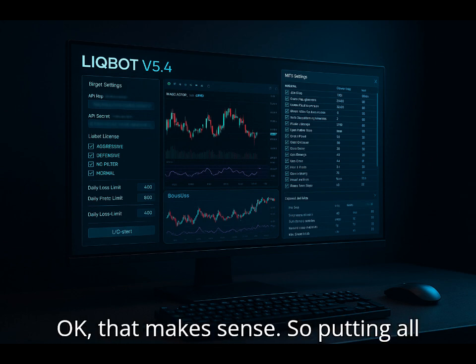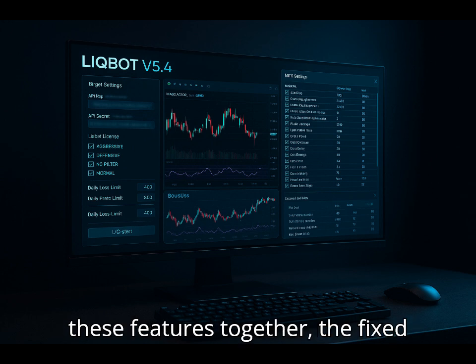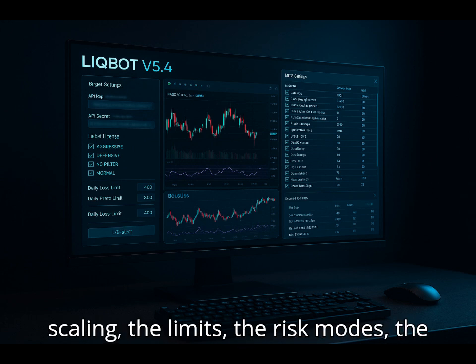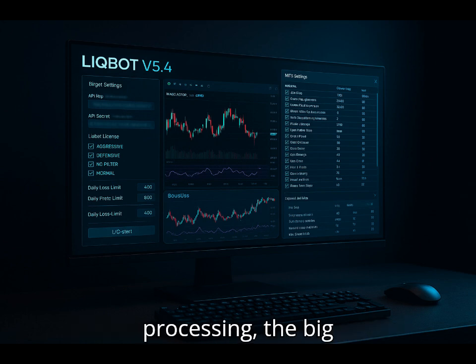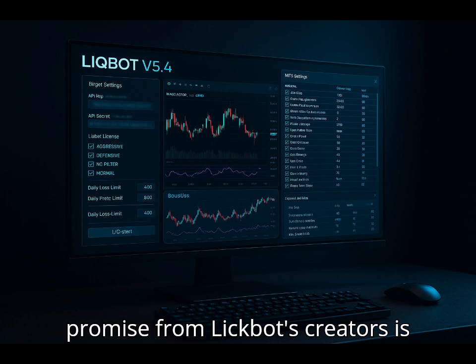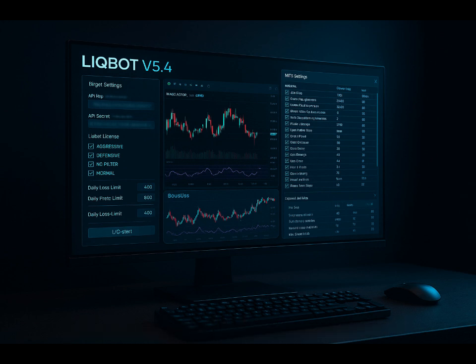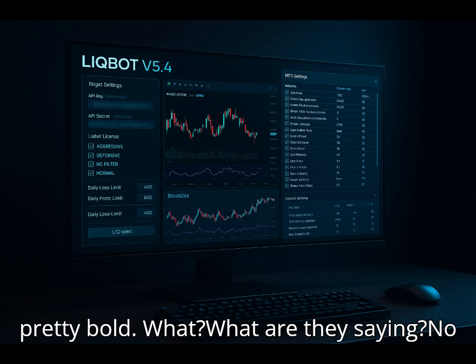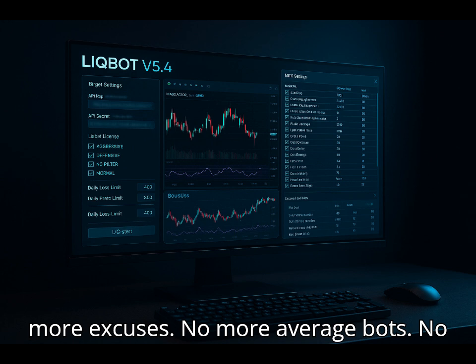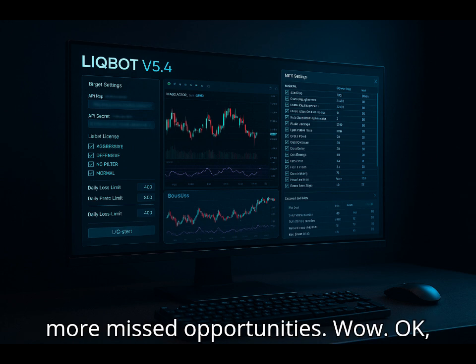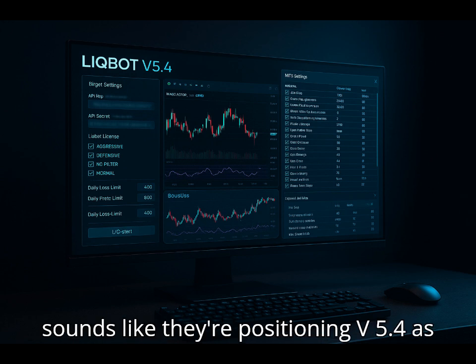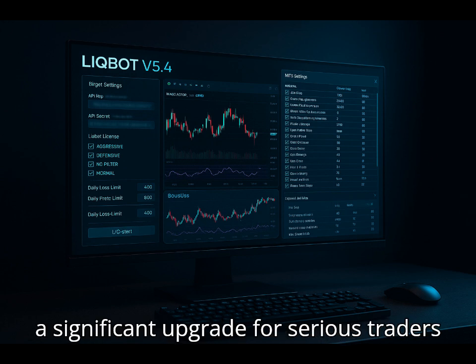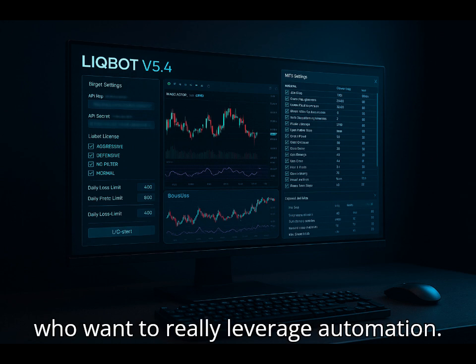Okay, that makes sense. So putting all these features together, the fixed scaling, the limits, the risk modes, the AI sizing, the stability, the parallel processing, the big promise from LiqBot's creators is pretty bold. What are they saying? No more excuses, no more average bots, no more missed opportunities. Wow, okay. Setting the bar high. Yeah, it really sounds like they're positioning V5.4 as a significant upgrade for serious traders who want to really leverage automation.